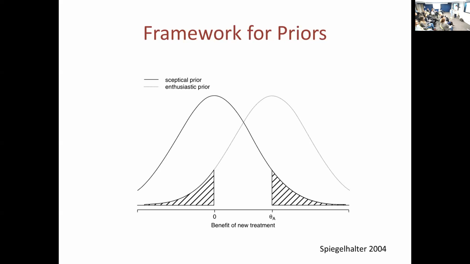So there are standard frameworks that have been described for developing priors in Bayesian analysis, and I found the approach described by David Spiegelhalter, who I understand is one of the grandfathers of Bayesian analysis, a British statistician, to be very helpful. He basically argues that a good trial, if it's going to be negative, should be negative enough to convince a reasonable enthusiast. And if it's going to be positive, it should be positive enough to convince a reasonable skeptic.